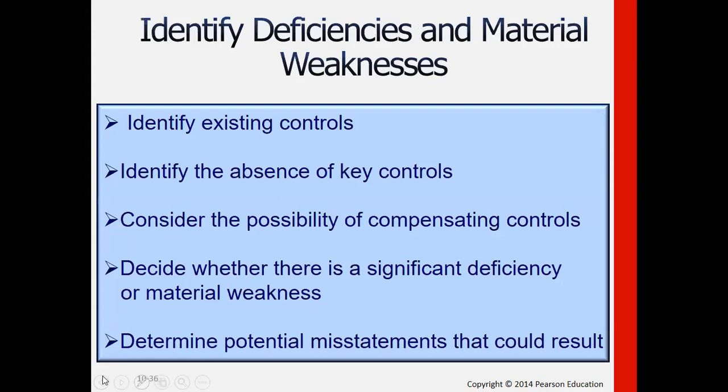Then to identify deficiencies and material weaknesses, we also have to know, number one is already known, the absence of key controls. What are the ways for us to at least alleviate the effect of the absence of key controls by compensating controls? And we have to decide whether there is a significant deficiency, as shown a while ago, or material weakness. And then determine potential misstatements that could result there.